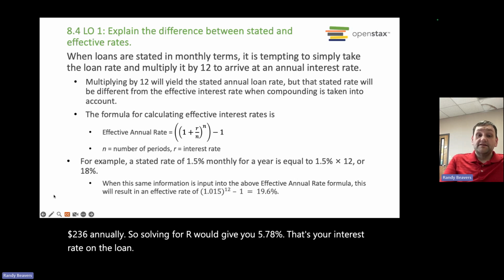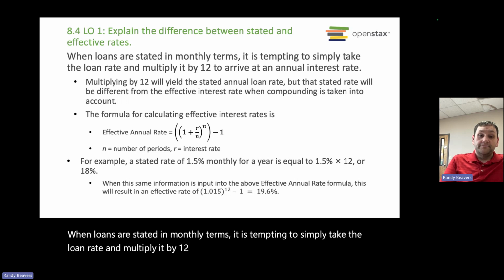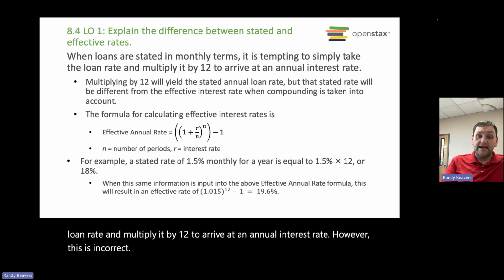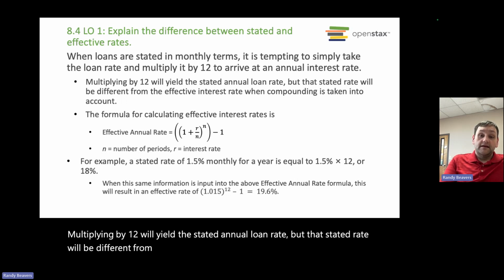When loans are stated in monthly terms, it is tempting to simply take the loan rate and multiply it by 12 to arrive at an annual interest rate. However, this is incorrect. Multiplying by 12 will yield the stated annual loan rate, but that stated rate will be different from the effective interest rate when compounding is taken into account.